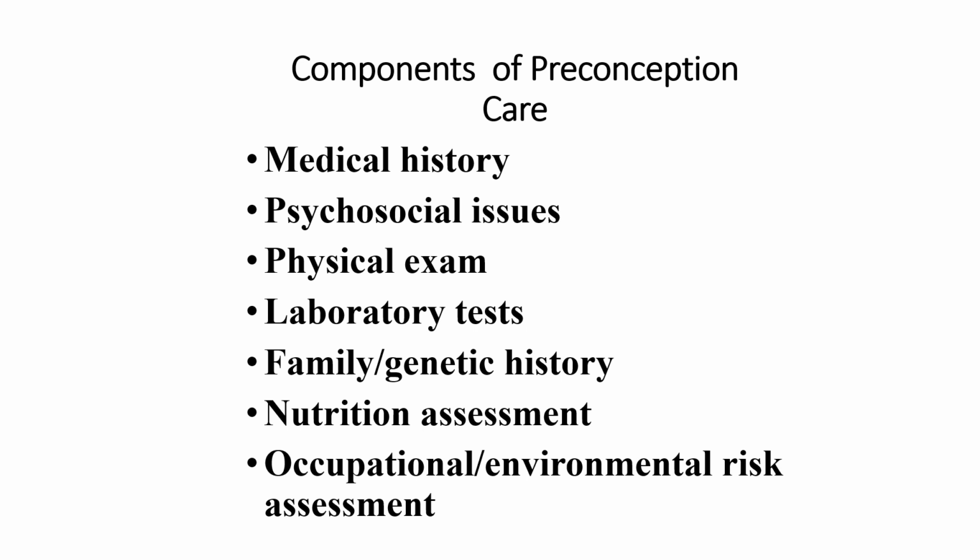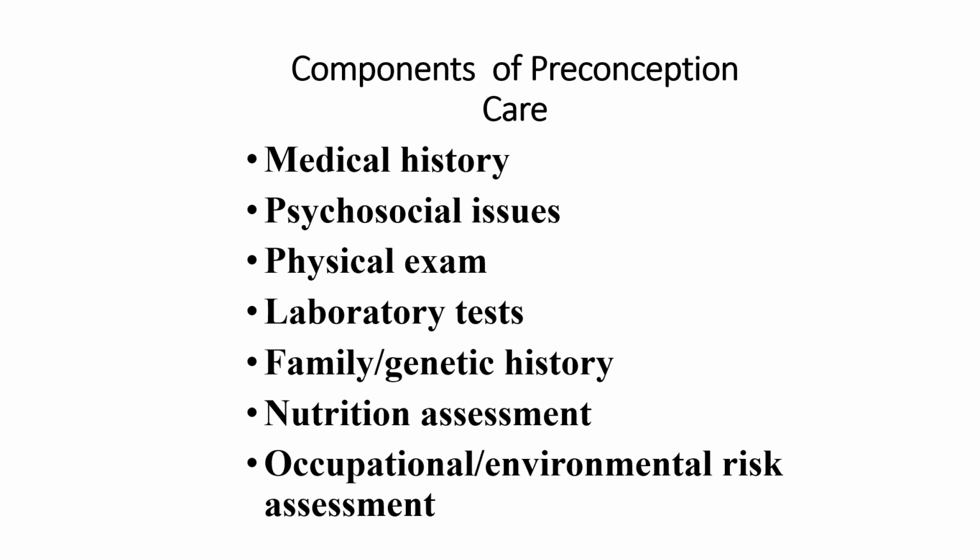So this history you have to take. And next, occupational and environmental risk assessment. Sometimes she may be working in an area where environmental hazards are there. Sometimes she may be getting exposed to X-rays, harmful radiation, or sometimes in her work atmosphere, lead exposure or ionizing radiation will be there. So such history also should be taken.